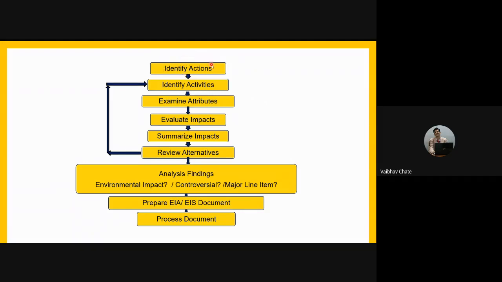So for doing that, first the action should be considered, which is being proposed by the proponent. The second step is to identify the activities associated with the proposed action.